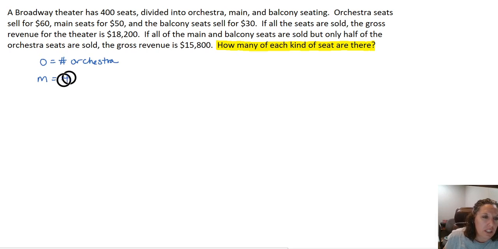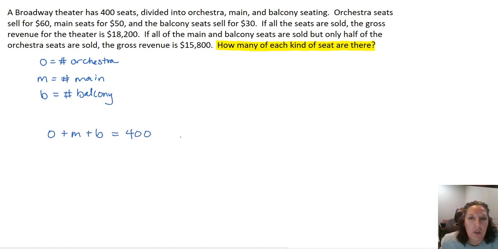M is going to be the number of main seats, and B is the number of balcony seats. So we know altogether there's 400, so that means O plus M plus B has to equal 400. We know that the orchestra seats sell for $60, main for $50, and balcony for $30. And if all the seats are sold, the revenue is $18,200.